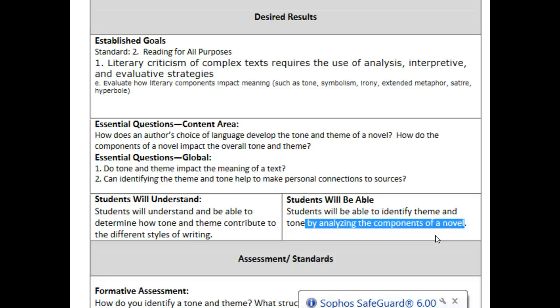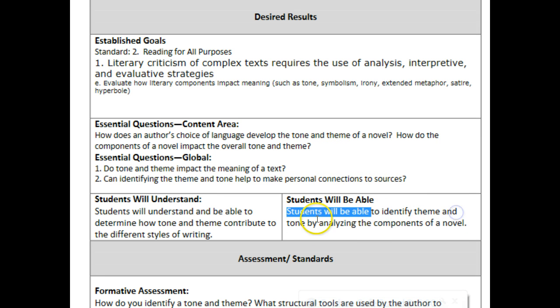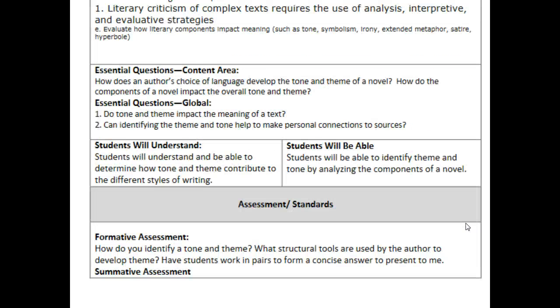Are they going to be writing an essay? Are they going to be doing group discussion? How is it that you expect them to show you this learning, to show you this ability to analyze, an ability to identify a theme, okay? So basically, if you're going to say identify theme and analyze components, then you need another by clause through group discussion, through paragraph writing, whatever, however that's going to be, okay? All right.